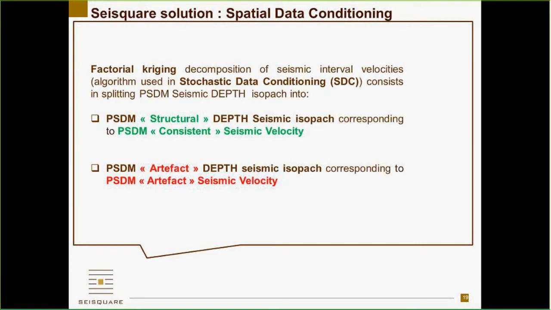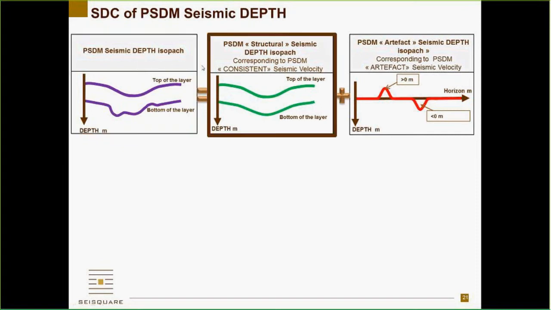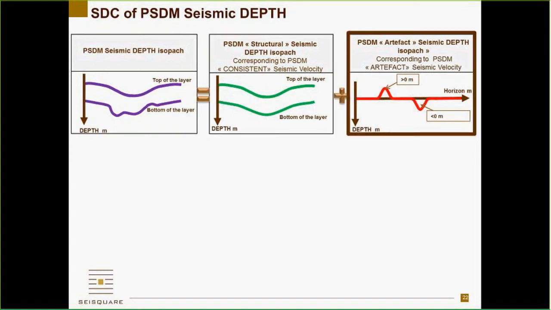In geophysics, we apply factorial kriging as the decomposition of seismic interval velocities. It makes it possible to split PSDM seismic depth isopach into PSDM structural depth seismic isopach, corresponding to PSDM consistent seismic velocity, and into PSDM artifact depth isopach, corresponding to PSDM artifact seismic velocity. Here you can see a clear illustration that PSDM seismic depth isopach is split into PSDM structural seismic depth isopach and into PSDM artifact seismic depth isopach.